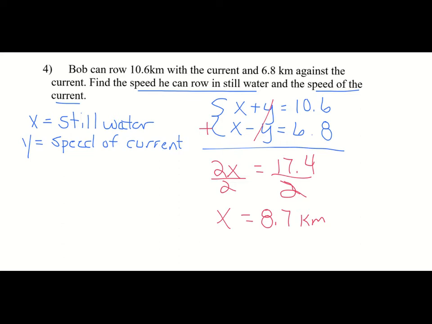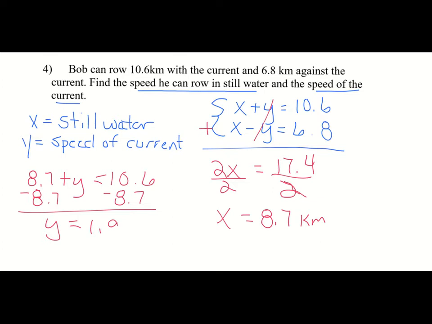And then let's find the speed of the current. So we'll do 8.7 plus y equals 10.6. When I subtract 8.7 from both sides, I get y equals 1.9. So the speed of the current is 1.9 kilometers per hour. And again, you can write it as an ordered pair, so 8.7, comma, 1.9, and there we go.